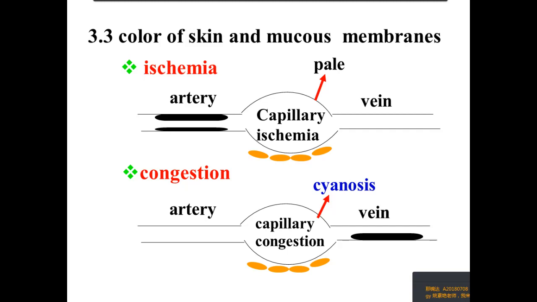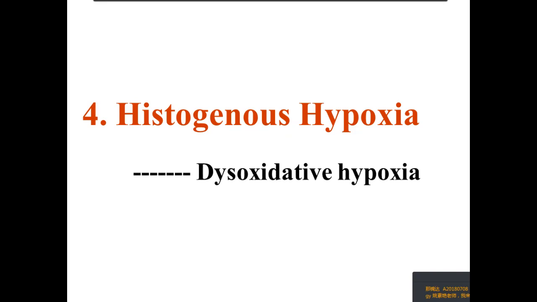Now it is cyanosis. Now color of the circulatory hypoxia. If ischemia lead to circulatory hypoxia, color is pale. If congestion lead to circulatory hypoxia, color is cyanosis, bluish. Now it is the 3 types hypoxia. The last, ketogenous hypoxia.